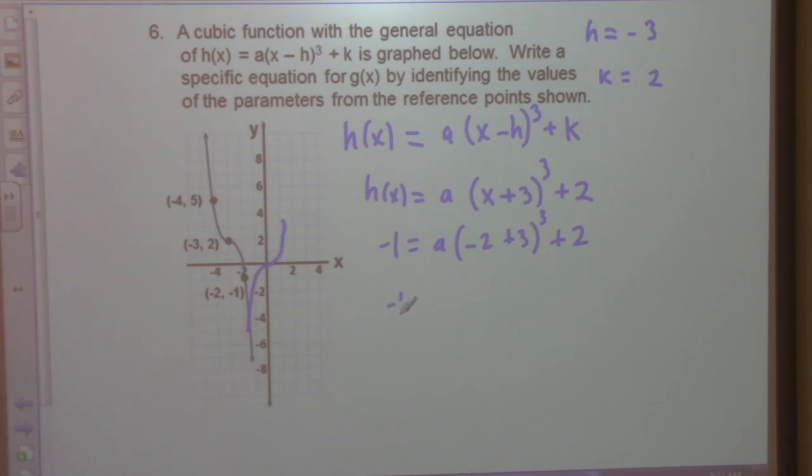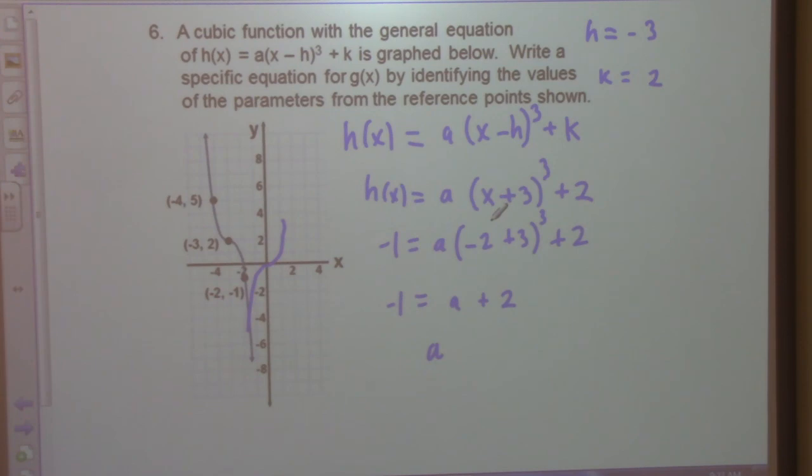So we have negative 1 equals, what does this equal here? Negative 2 plus 3? 1. That's 1. So 1a plus 2, so a is equal to, and what about the cube? Yeah, so that's 1 cubed, so that became 1a. Yeah, that's right. So your thought process is good.